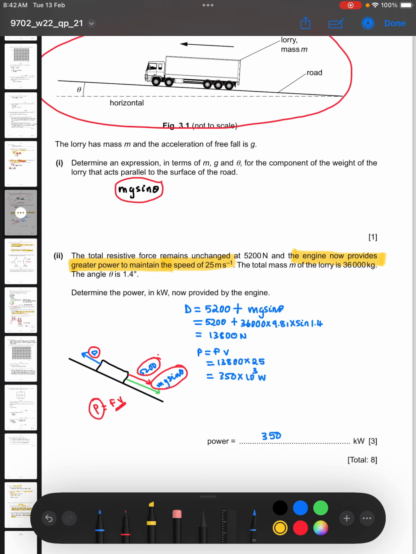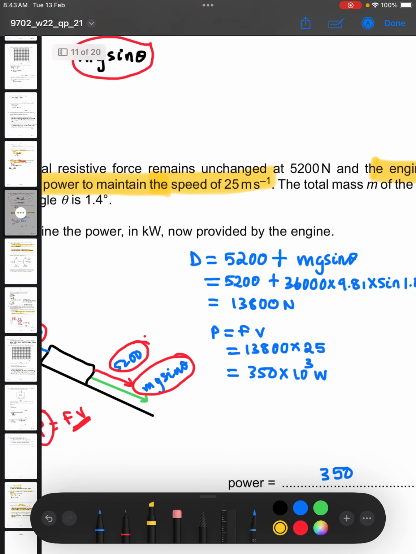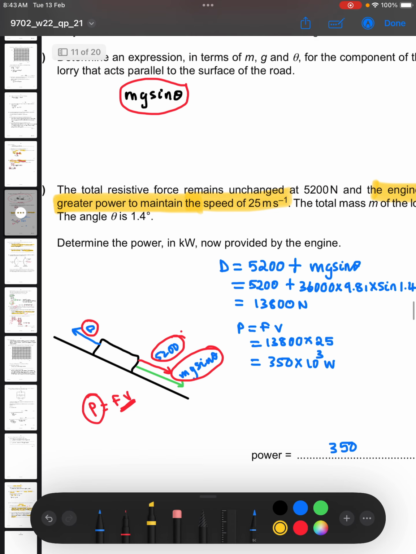The total mass of the lorry is 36 kgs. The angle theta is 1.4. Determine the power in kilowatts now provided by the engine. So first and foremost, power, remember I said that if it is traveling at 25 meters per second, we just need to know the drive force. So to know the drive force, we must know that if it is going to move at a constant speed of 25 meters per second, the drive force is equal to all the forces going backwards.